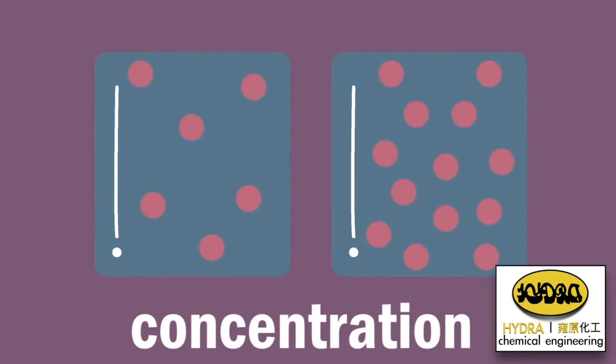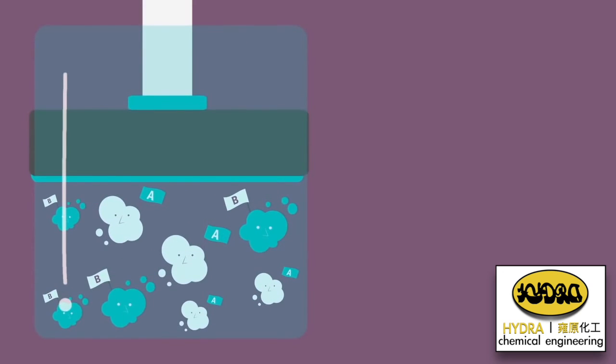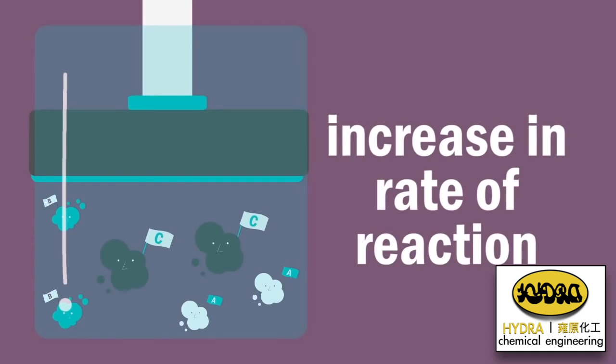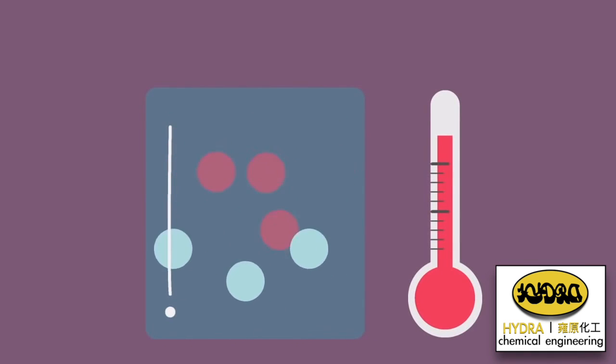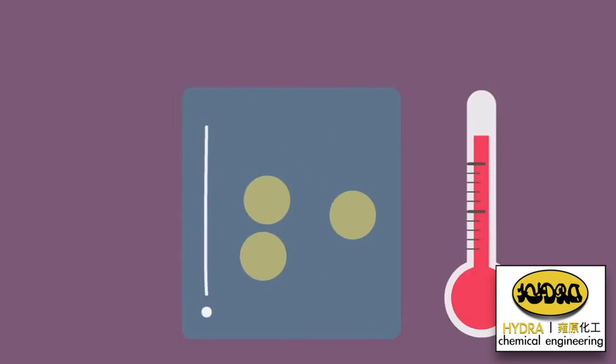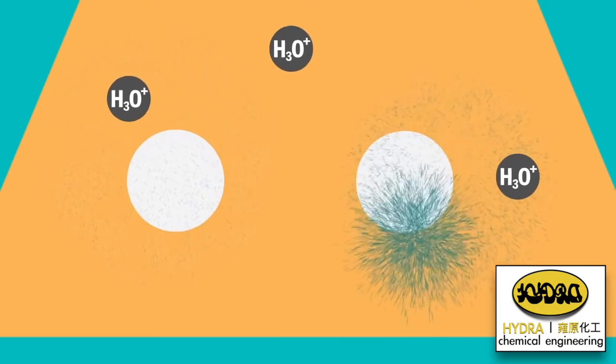So to recap, concentration is a measure of the amount or number of particles in a given volume. Increasing concentration increases rate of reaction. Increasing pressure on reactions involving gases increases the rate of reaction. Increasing temperature increases rate of reaction. And finally, increasing surface area increases rate of reaction.